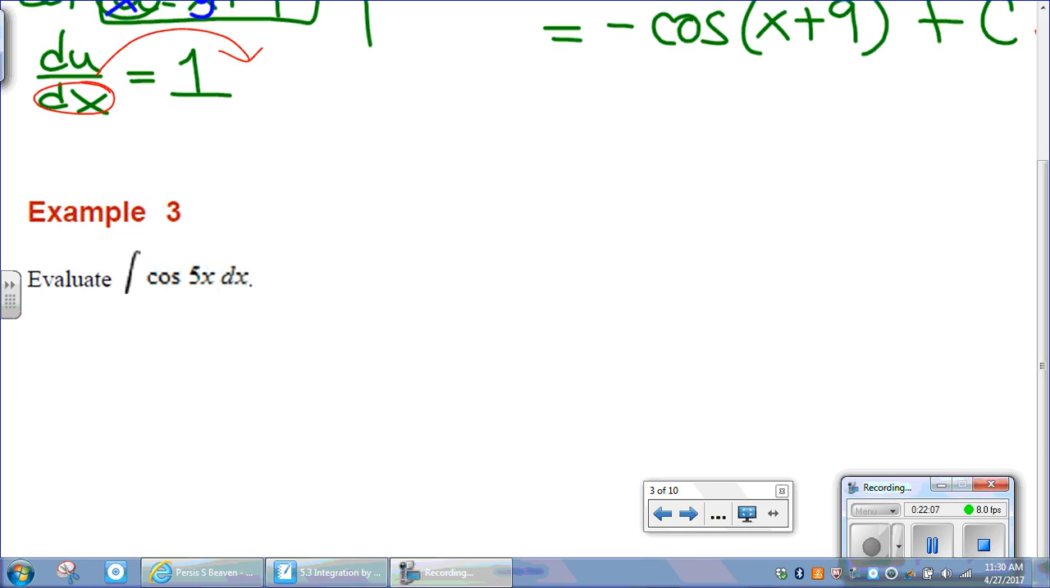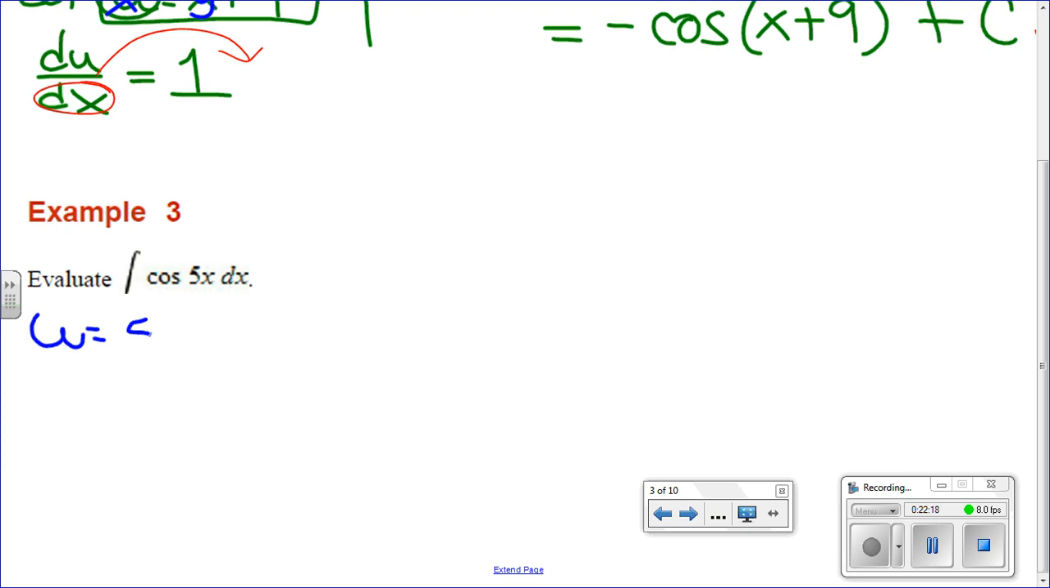We're going to continue with problem 3. So what would you guys say that u is? 5x. Yes. So then du dx is going to be what? Just 5.